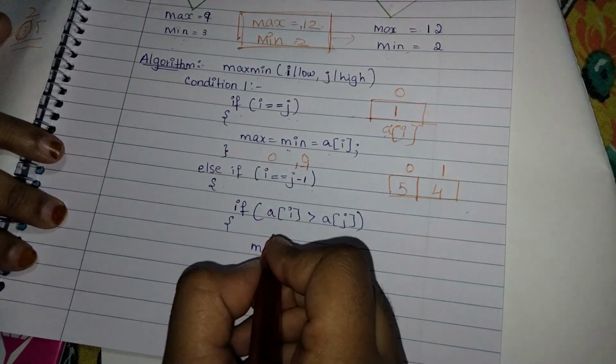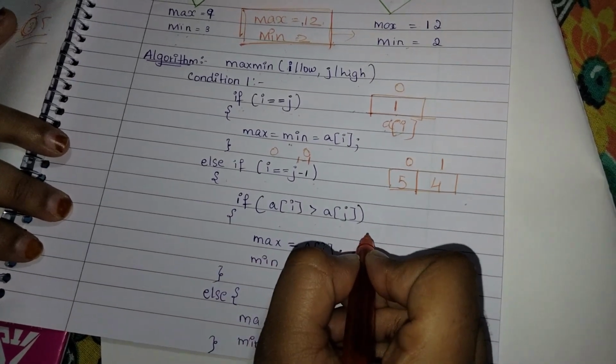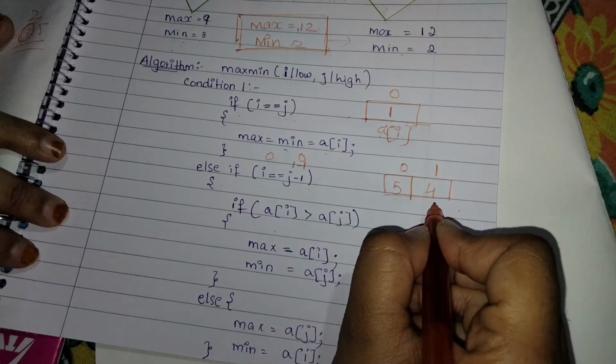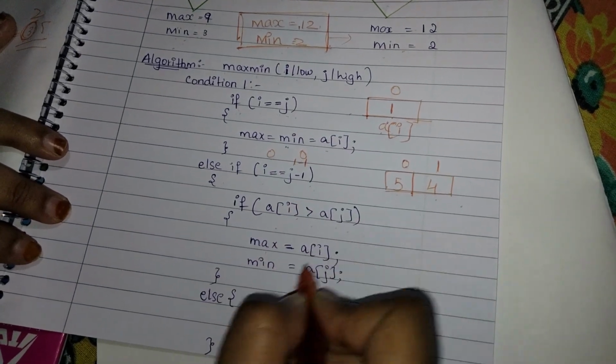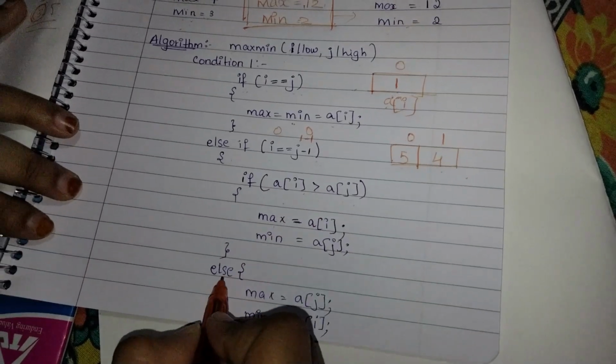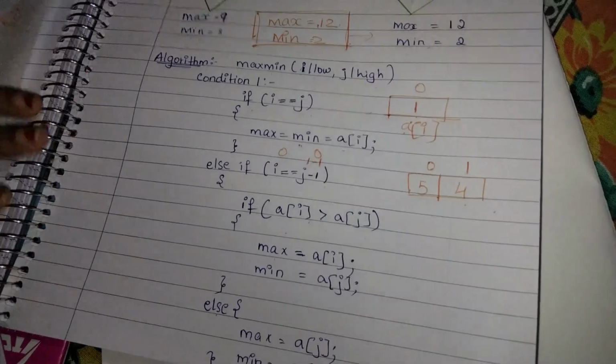So that time we will go into the condition if a of I is greater than a of j. So obviously a of I will be the maximum and a of j will be the minimum. Otherwise, a of j will be the maximum and a of I will be the minimum.